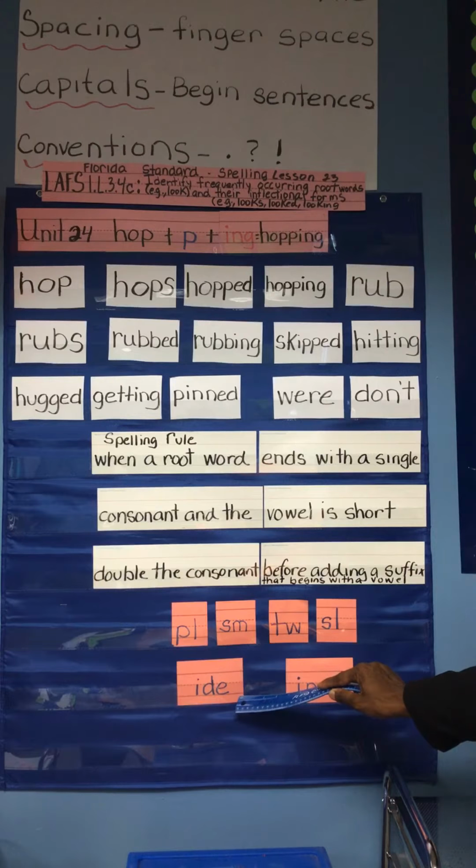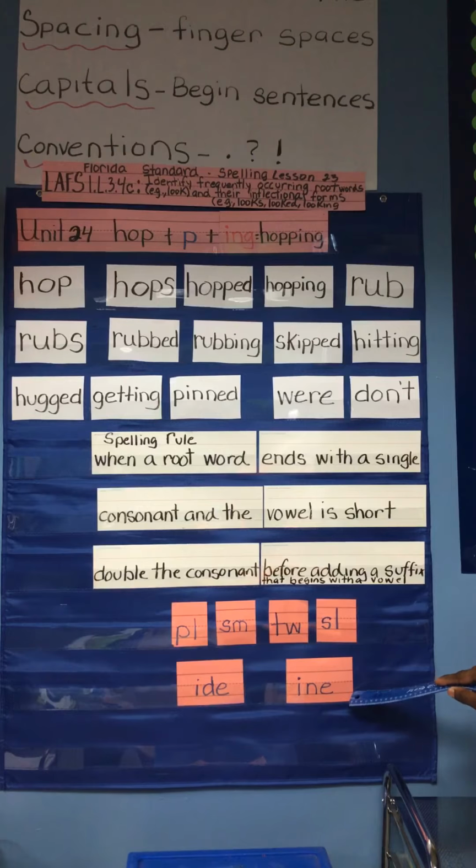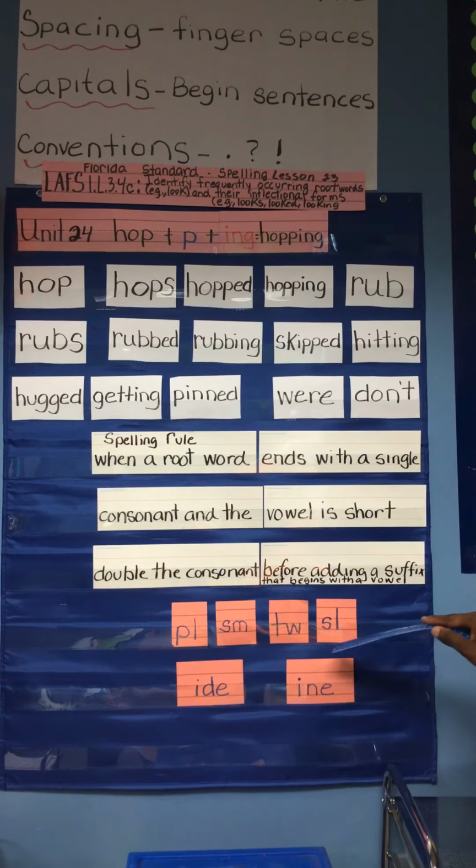Ide, and ine. So let's go back to our blends. Pl, plum, play. Sm, small, smell. Tw, twine, twig. And let's go to sl. Sl, slain, slump.